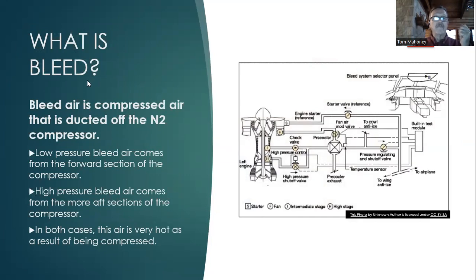So what is bleed air? Bleed air is compressed air that is ducted off the compressor. Low pressure bleed air comes from the forward section of the compressor. High pressure bleed air comes from the more aft sections of the compressor. In both cases, this air is very hot. As you recall, as it travels rearward through the compressor, the air is compressed and becomes heated up.